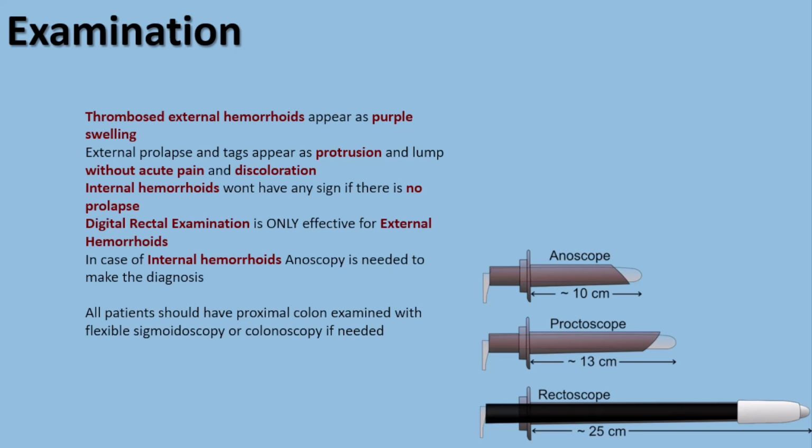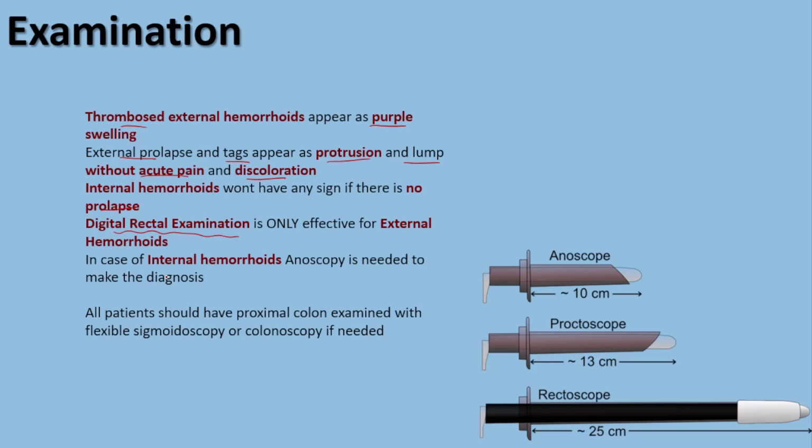So what are the examinations and findings in case of hemorrhoid? In case of external hemorrhoid, the patient can have thrombosed external hemorrhoid, and this will appear as a purple swelling and lump. Also, they can have external prolapse and tag, which is appearing as a protrusion and lump in the anal region, but this is usually without any acute pain and discoloration. So internal hemorrhoid will not have any sign if there is no prolapse. And note that digital rectal examination is only effective in case of external hemorrhoid.